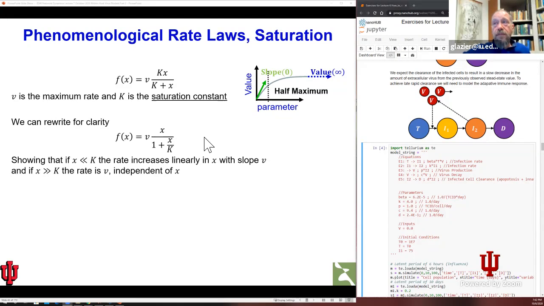If x is very big compared to k, much bigger than k, then this 1 doesn't matter, and I get v times x divided by x times k, and I'm left with, it should say v times k, I'm left with v times k. And so then the maximum value is independent of x, it's constant.